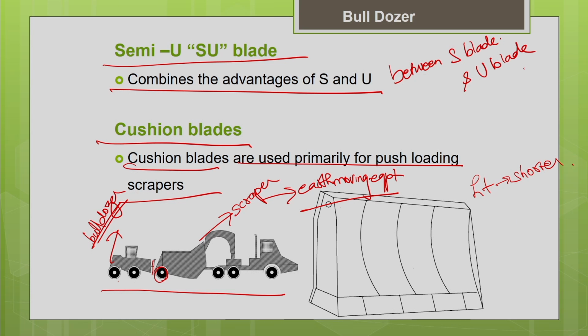So, we have discussed different types of blades so far: straight blade, U blade, angle blade, cushion blade and SU blade. Straight blade, as I told you, is for harder terrain because its cutting ratio and load ratio are high. But the problem with a straight blade is end spillage. When you push the earth, material spills at both ends of the blade. That will reduce the productivity of the bulldozer.